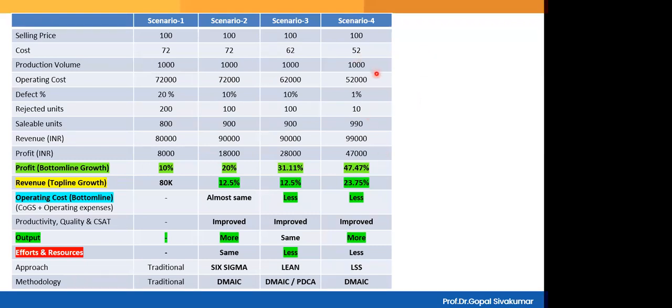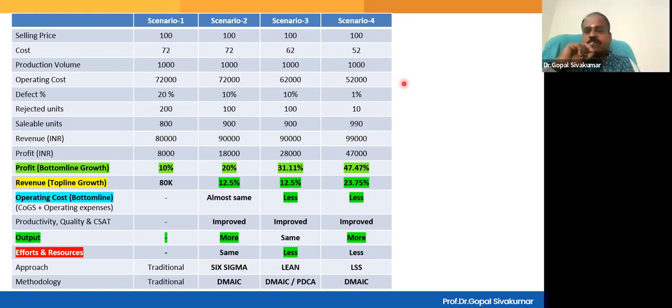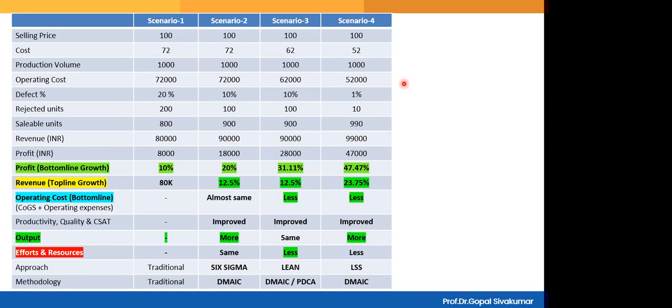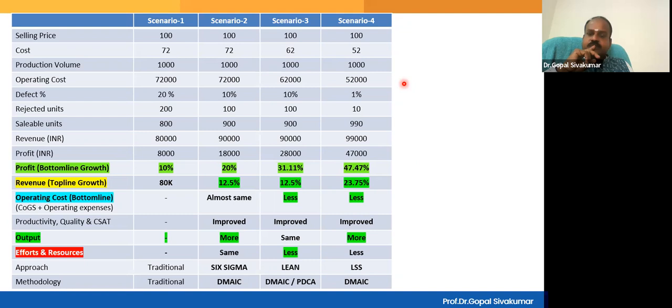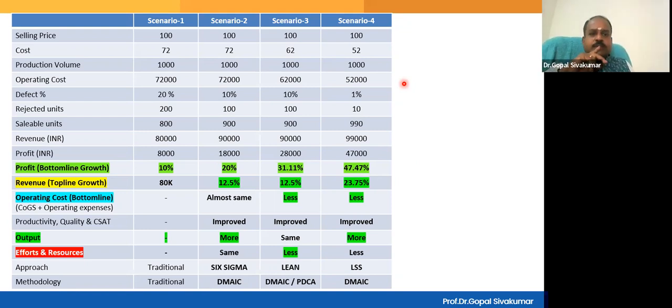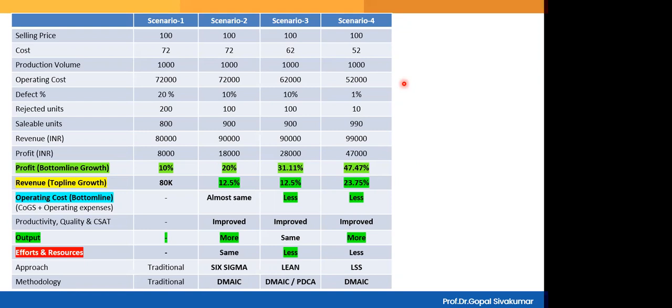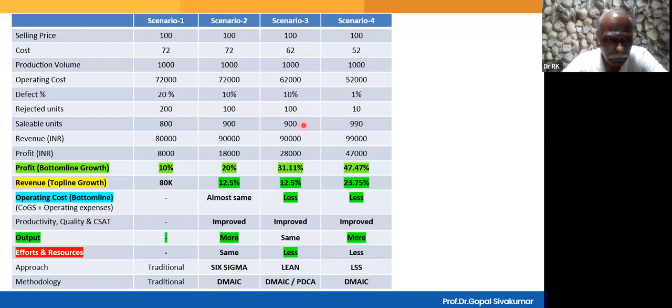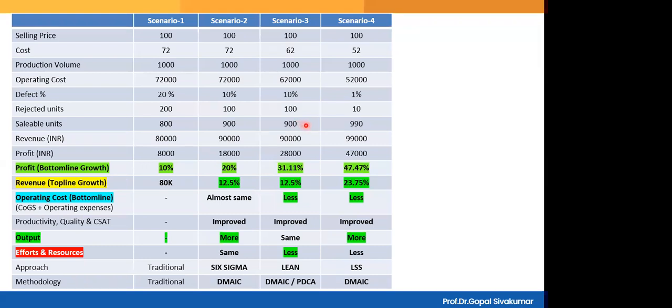Sorry to interrupt, a small doubt here. Between scenario 2 and scenario 3, we see that the defect percent has reduced from scenario 1. But the output remains the same in scenario 3, whereas it is increased in scenario 2. What is the output? Sir, 900. With respect to scenario 1, it's the same. Very good, very good. All right.